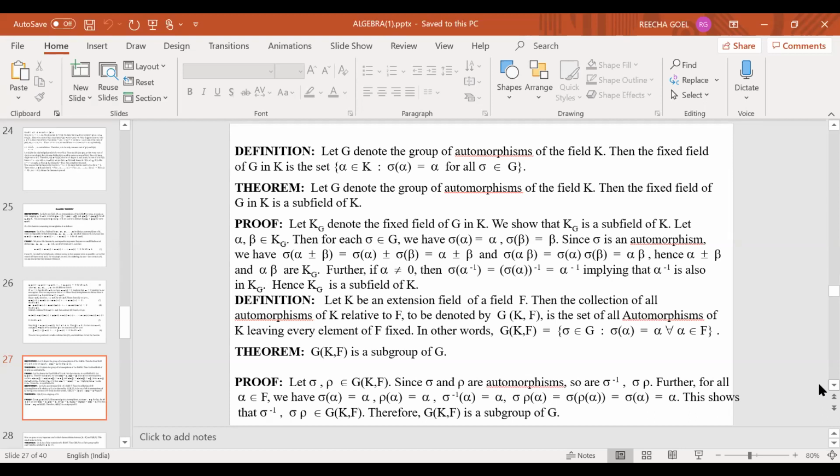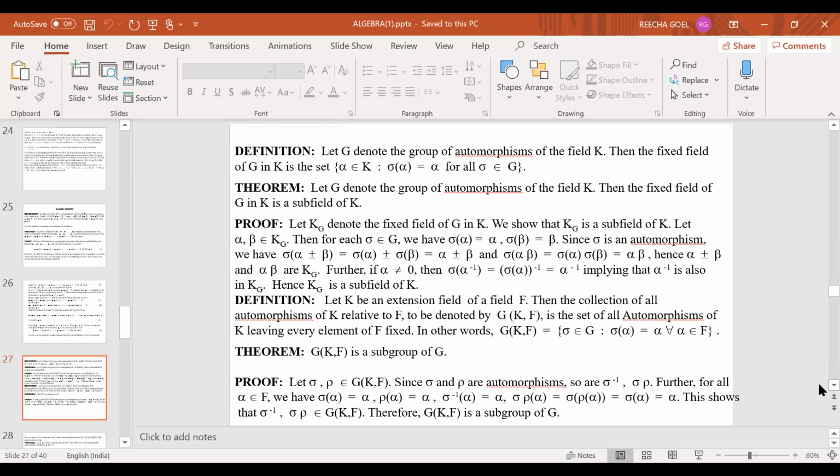So first we make a definition. Let G denote the group of automorphisms of the field K. Then the fixed field of G in K, now we are using this phrase fixed field, is the set of all elements of K which remain invariant, that is, which are not changed under all elements of G. That is, all alpha in K such that sigma of alpha is equal to alpha for all sigma in G. So this is how we define a fixed field.